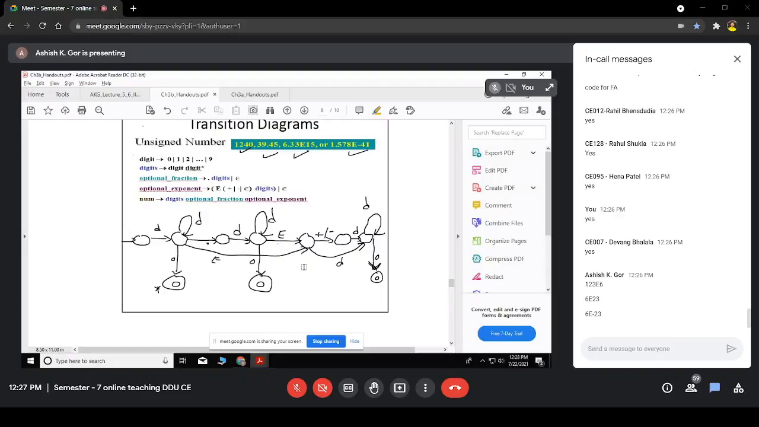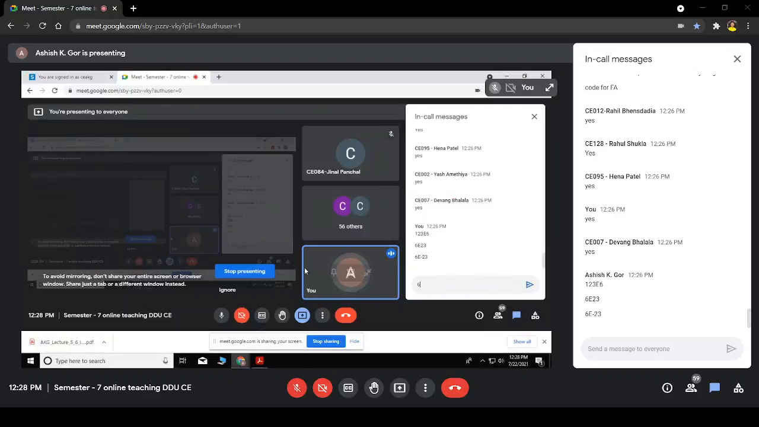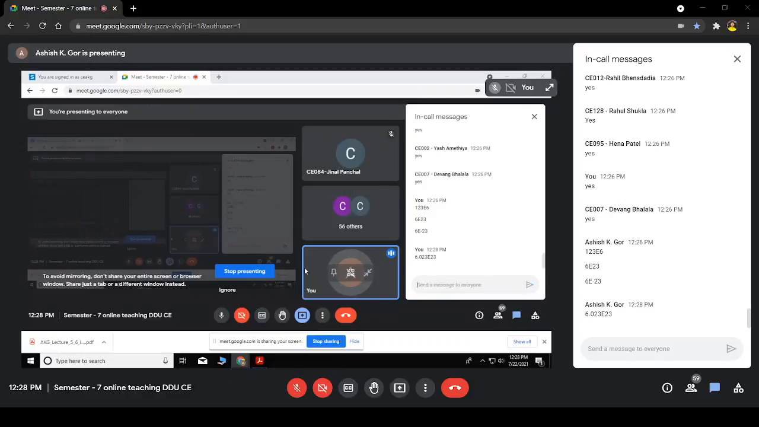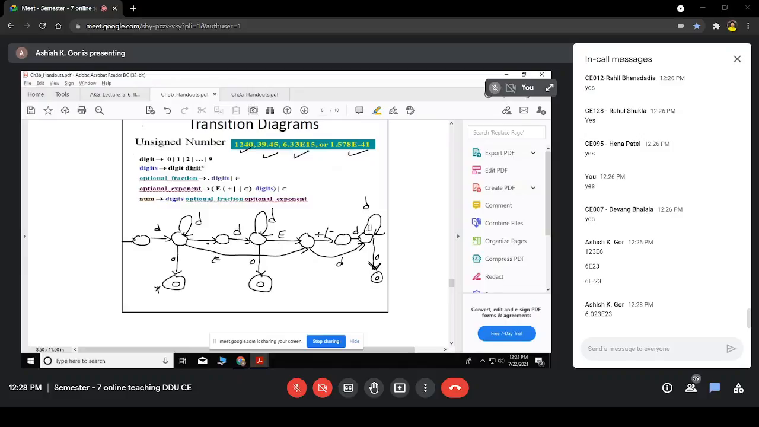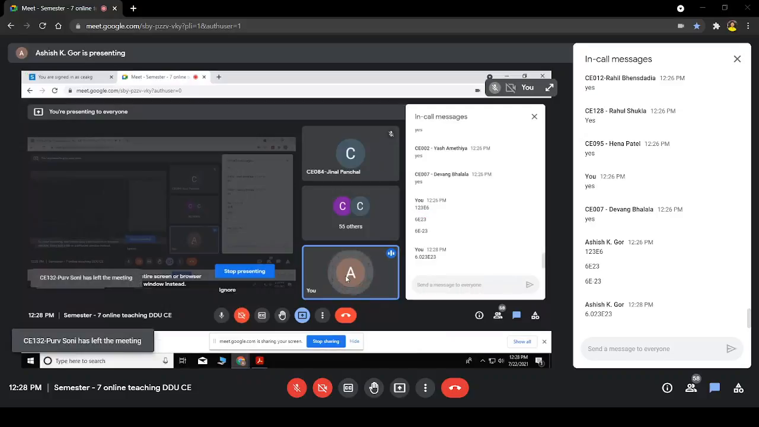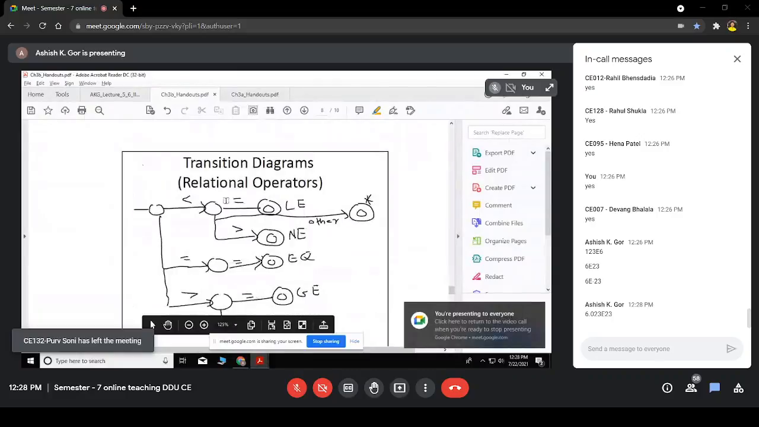There may also be a case like a number 6.023 into e raised to 23. That can also come, so you have to follow this part too. First 6 here, 0.023 here, then e plus 23 over here. So there are three accepting states. You can see these circles where I am moving the cursor, here and here. So this is called a transition diagram for unsigned numbers.